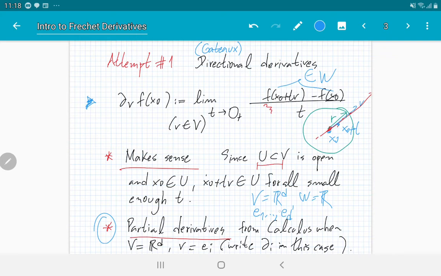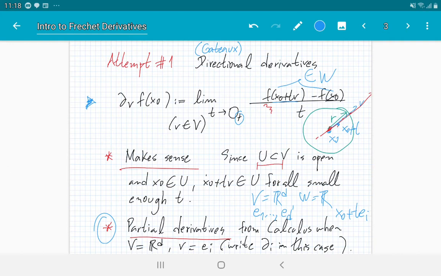right? So if I look at f of x naught plus t times e_i, then I'm looking at how much the function changes when I only change the ith coordinate of x naught. And therefore I get the partial derivatives. Well, that's basically true, right? Because I have this plus here. But if we forget about the plus, then we basically have the partial derivatives back.